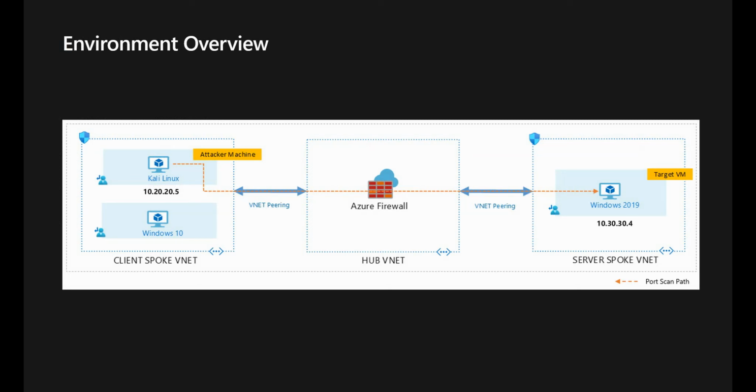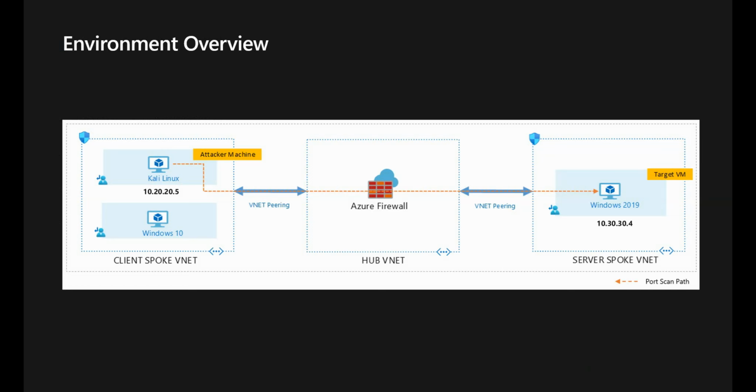So let's first understand how our demo environment is laid out. As you can see on the screen, we have 3 VNets in the environment, of which 2 are spokes and 1 is a hub. Starting from the left, we have our client VNet, which has an IP range of 10.20.20/24. The Kali Linux machine in the client VNet has an IP address of 10.20.25, and this is the machine on which we'll be initiating a port scan. And our target will be the server 2019 VM in the server VNet on the far right.